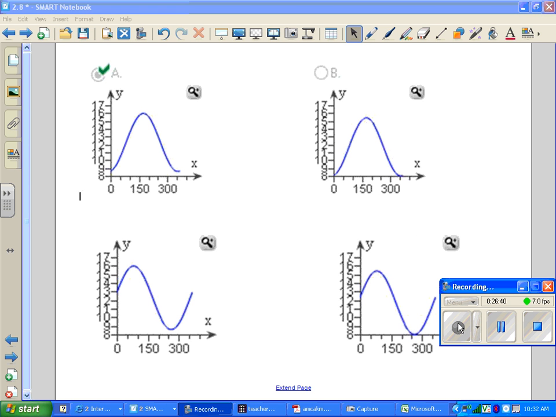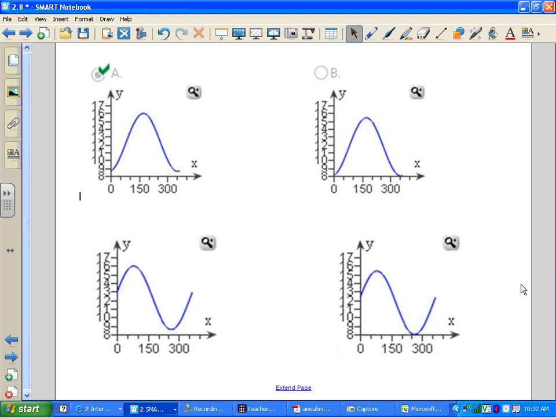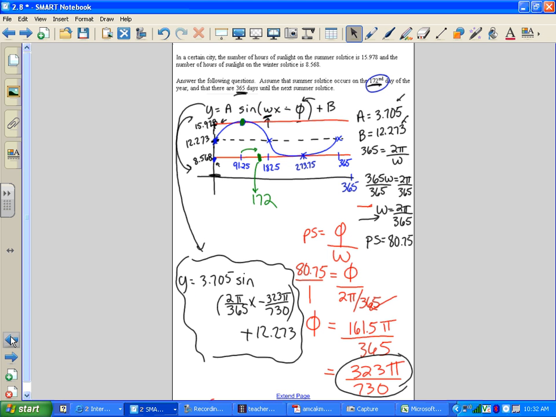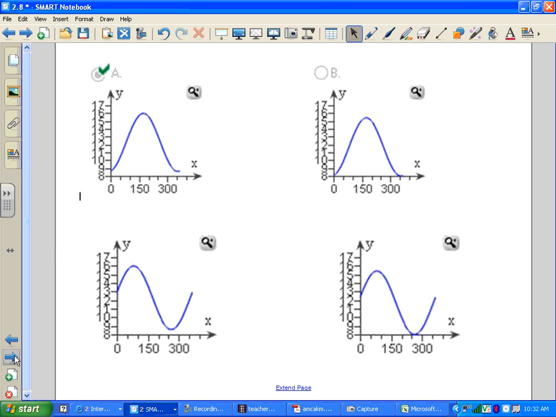Okay, the last thing that you'll have to do is actually the easiest of all. You have to pick which one is the correct graph. Now, instead of looking at our graph, which was a little bit off because we were supposed to shift it here, look at the idea that the summer solstice was on, again, the 172nd day. That means that's the day that you would have the most amount of sunlight. So at 172 should be the maximum, and that's what's going to give away the graph.